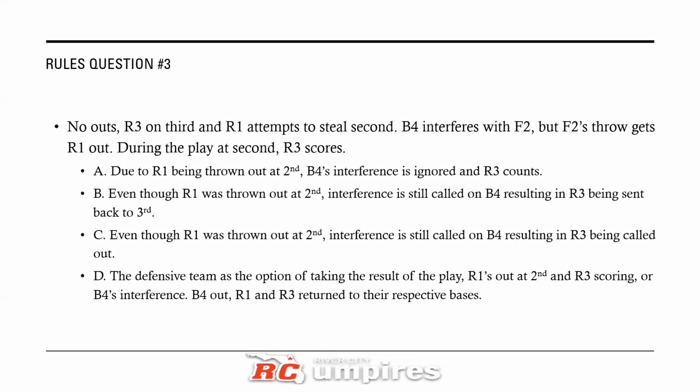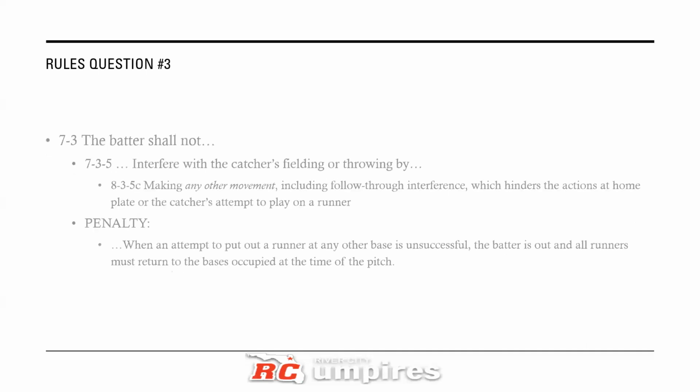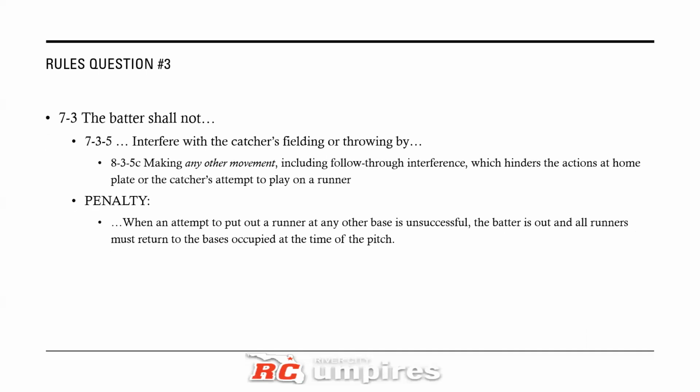Okay, but he still threw him out. He threw the guy at second out, yes. So let's go back to the batter shall not interfere with the catcher's fielding or throwing, right? So we got that. He made some sort of movement. We got interference. The penalty is when it's a delayed dead ball, right?